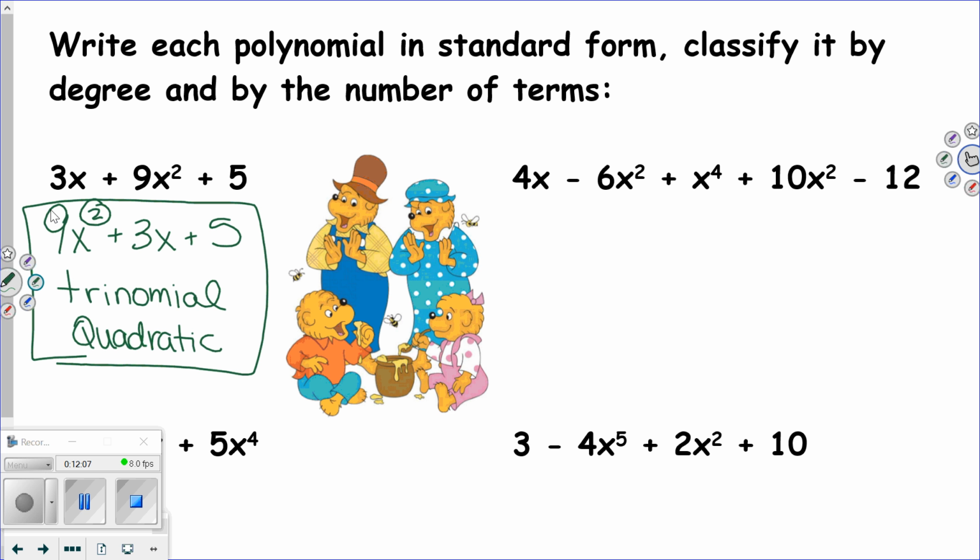All right, what about the next one? What should be written first? Angel? Yes. If you have like terms, we got to put those together. So that's going to give you a positive 4x squared.